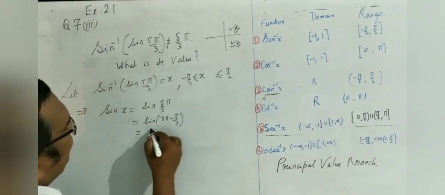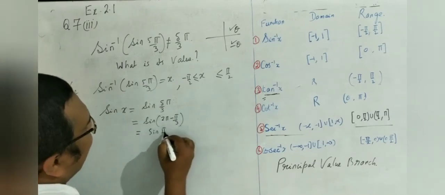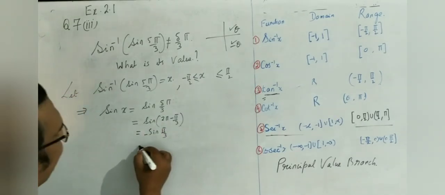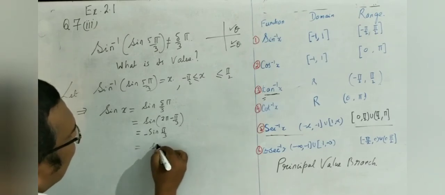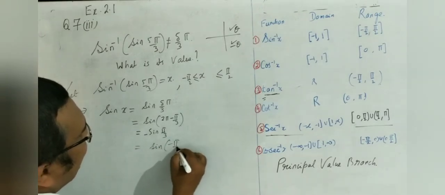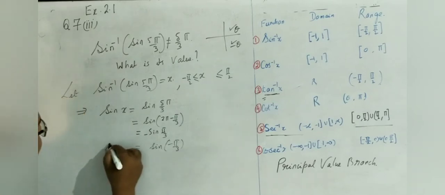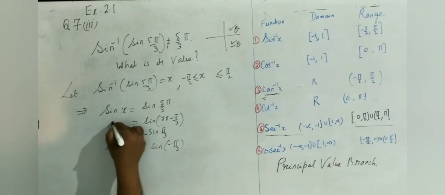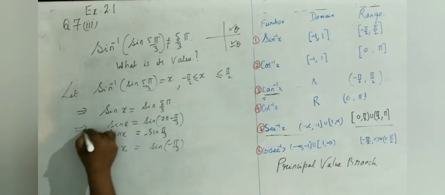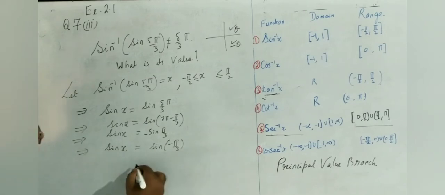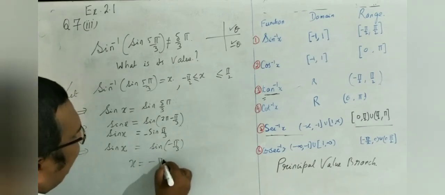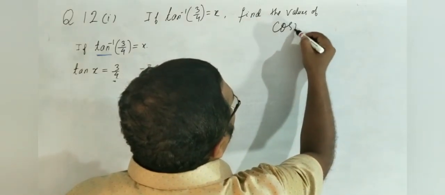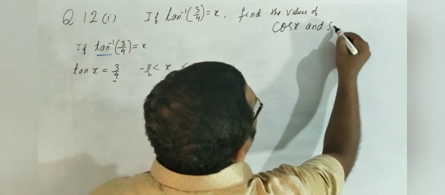This is sine pi by 3, negative. In fourth quadrant it is negative. So since it lies in the fourth quadrant, I can write this way. So sine x is equal to, so what is x equal to? Minus pi by 3. This is the value of cos x and sin x.